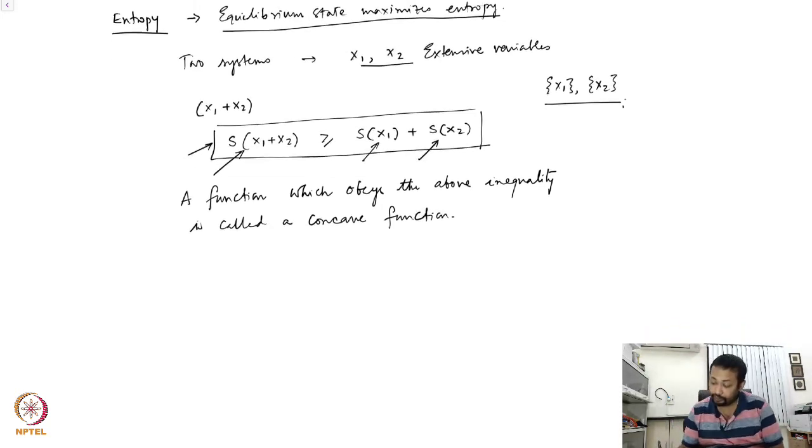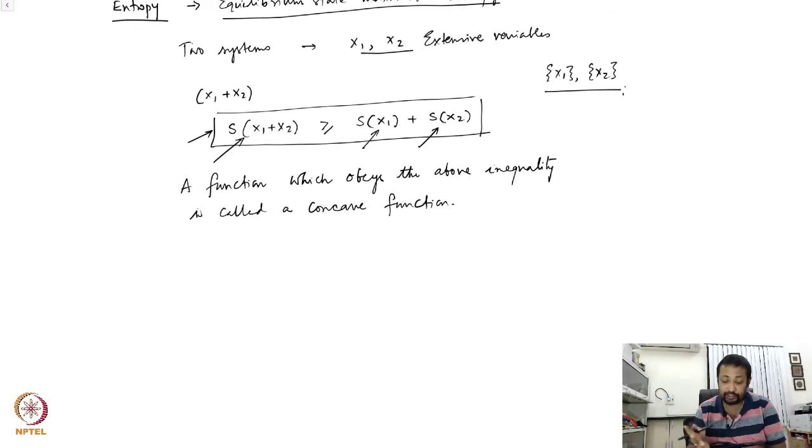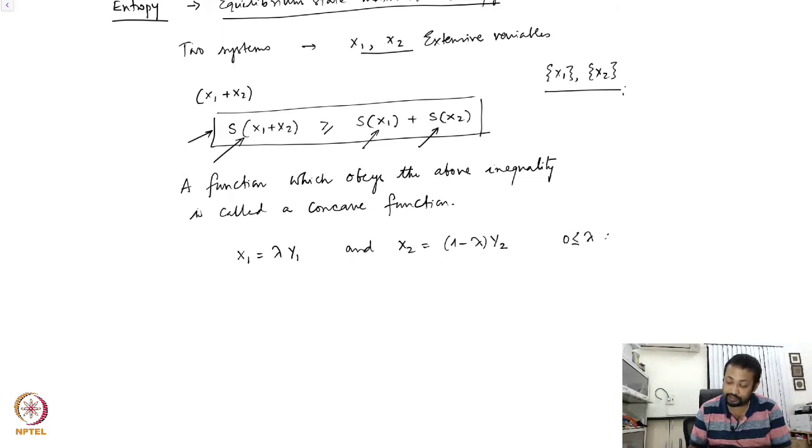For this, if we want to understand the geometrical property of this inequality, let us write down x1 as lambda times y1 and x2 as 1 minus lambda times y2, right? Where we put the condition that lambda is greater than or equal to 0, and less than or equal to 1. Then it follows that S of lambda y1 plus 1 minus lambda y2 is greater than or equal to S of lambda y1 plus S of lambda.